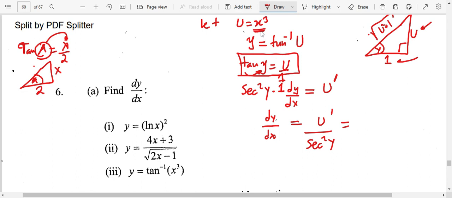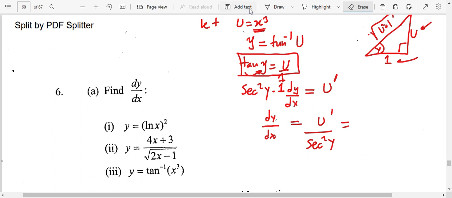So we can now express this as, where there is u prime, you're going to get this thing. That is what you're supposed to get. Now which route should I take, which is going to be easiest for you here? You know sec squared y. You need to replace it using the identity. I hope you already know the identity, the relationship between sec and tan.